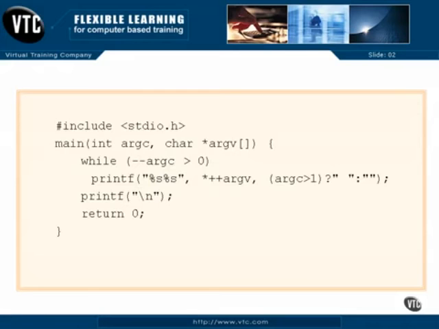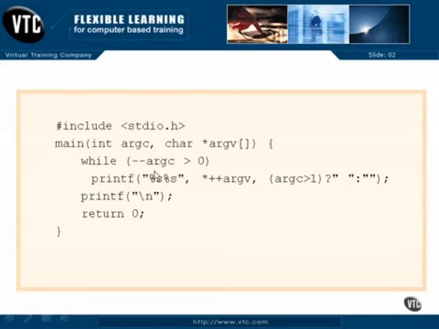argv sub 0 is the name of our program itself. Well, we don't want that. We don't care about sub 0. We want the first word, and that is why we do a pre-increment right here. If the argument count is greater than 1, we print a space in this second string. Otherwise, we print an empty string in here just to fill out the %s.